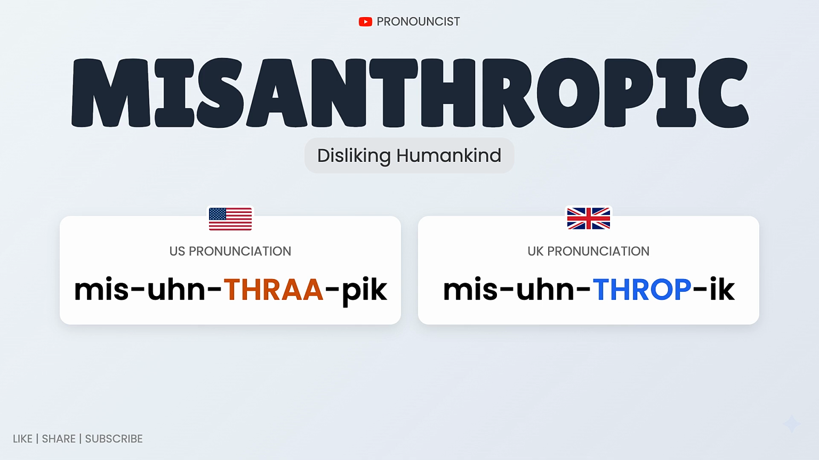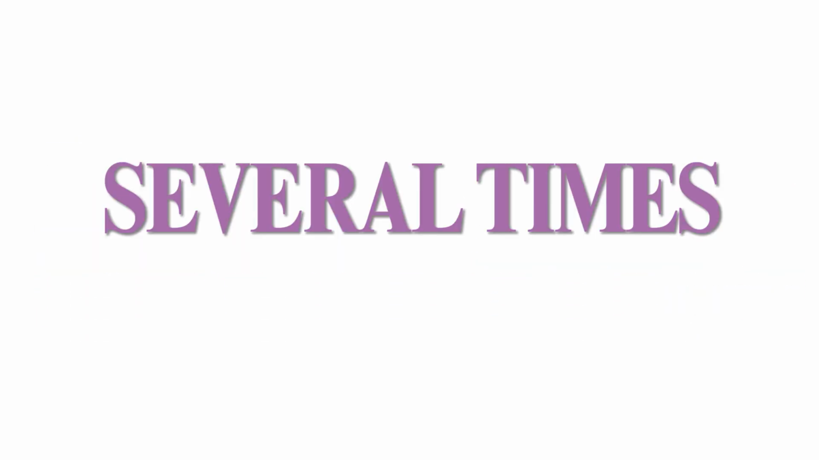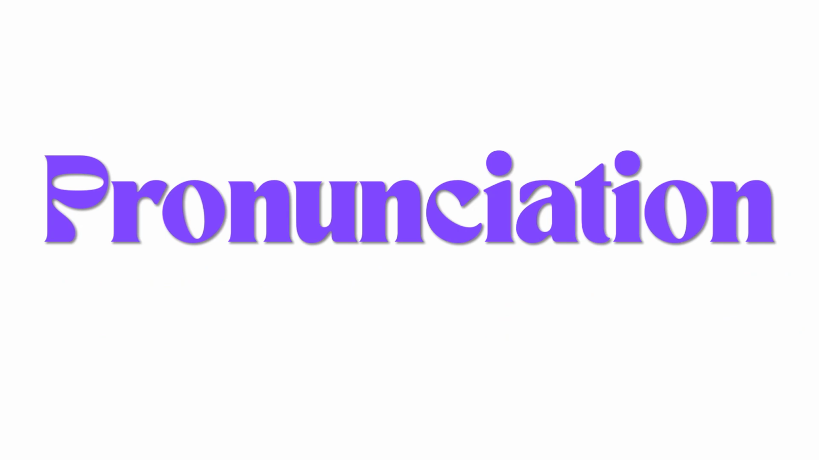Emphasize thra in US, throp in UK. Misanthropic, misanthropic. Practice repeatedly and you'll soon be able to say this word perfectly. The best way to practice is to repeat the syllable multiple times. The meaning of the word is disliking humankind. Try repeating this word several times to improve your pronunciation.